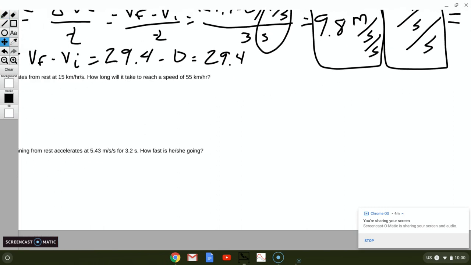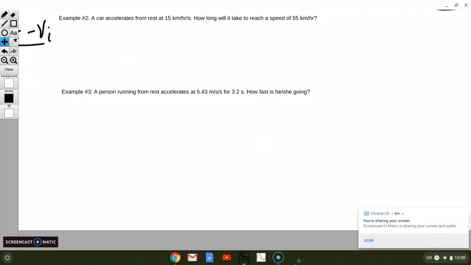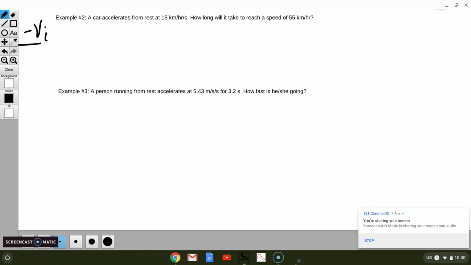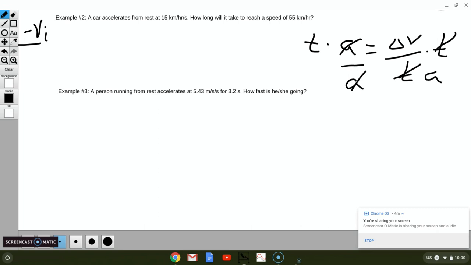Let's try this second one right here. A car accelerates from rest at 15 kilometers per hour per second. How long will it take to reach a speed of 55 kilometers per hour? Here is another situation where you've got to rearrange the equation. You can multiply both sides by t, and this is how I recommend you do it. Then divide each side by a, and you end up with t is equal to the change in velocity over a.